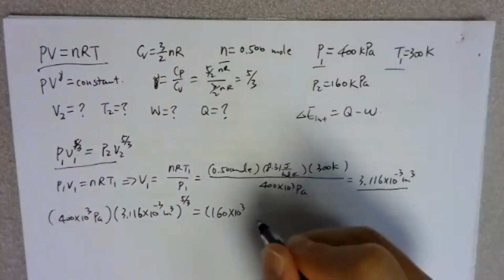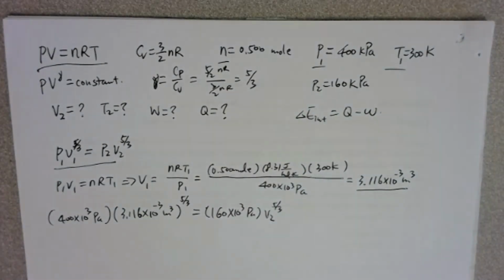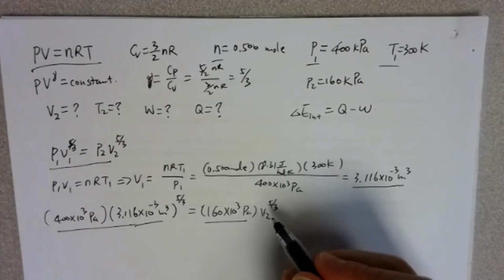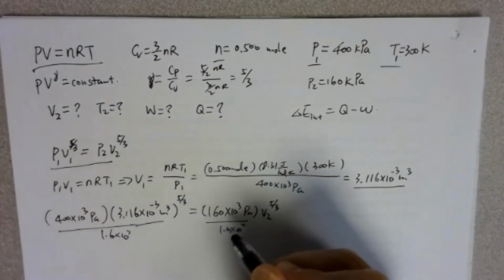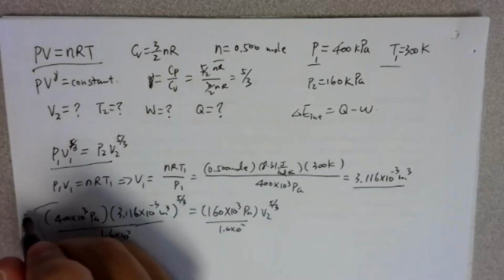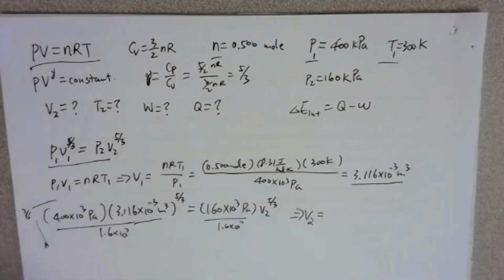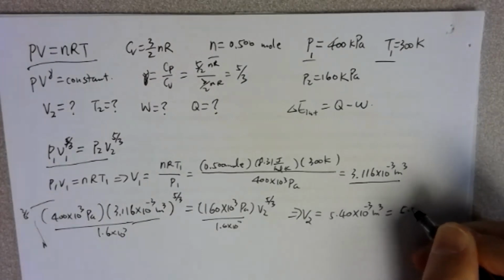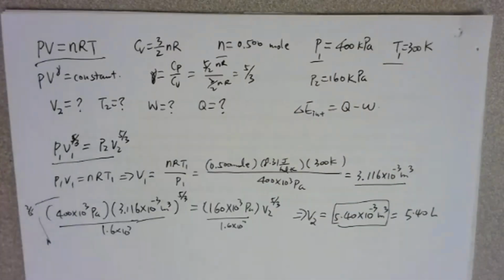times V2 to the power of 5 over 3. So you rearrange the terms, divide both sides by this, and then to find V2 you take the square root of everything: 1.6 times 10 to the third, 1.6 times 10 to the third, and then the square root of 3 over 5 for V2. So your V2 is about 5.40 times 10 to the minus 3 meters cubed, which is 5.40 liters. Let's just keep the SI unit for V2.